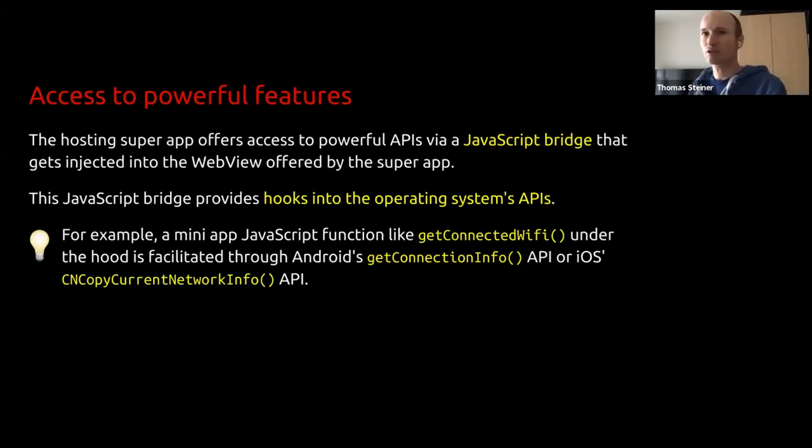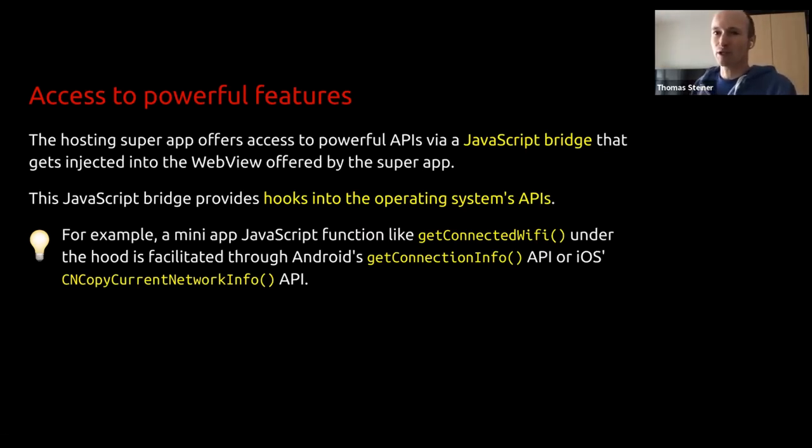Many apps have access to very powerful features, and this happens through a so-called JavaScript bridge that gets injected into the web view where the mini app runs in the super app.